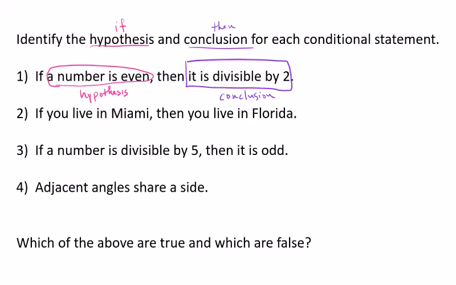Number 2, if you live in Miami, then you live in Florida. The hypothesis comes after the if, so you live in Miami is the hypothesis. And the conclusion is you live in Florida, because that comes after the then. Try number 3 on your own.